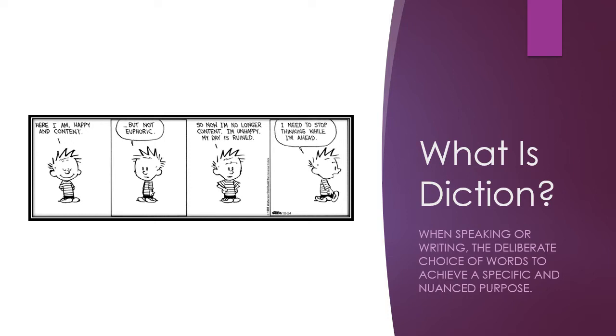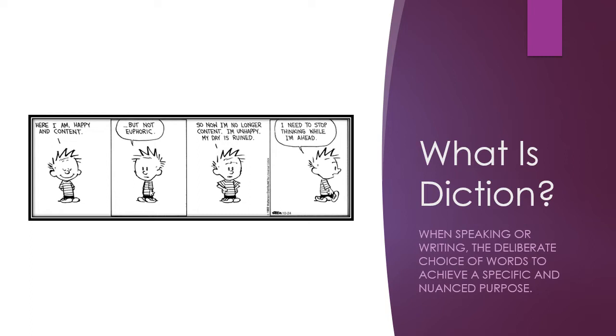So if we're looking at the cartoon off on the left, we've got Calvin, and he's standing there and he says, "Here I am, happy and content, but not euphoric." And we'll stop there for just a second and take a step back and say, okay, well, he's using three different words that essentially mean the same thing. Happy, content, euphoric. They all mean happy, right? But he goes on and says, "So now I'm no longer content. I'm unhappy. My day is ruined," because he realized that he went a little bit too far with euphoric.